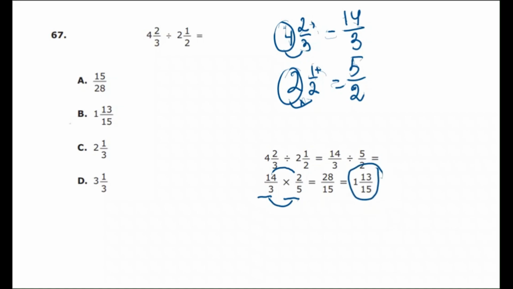Final answer. The result of dividing 4 and 2/3 by 2 1/2 is 1 and 13/15.